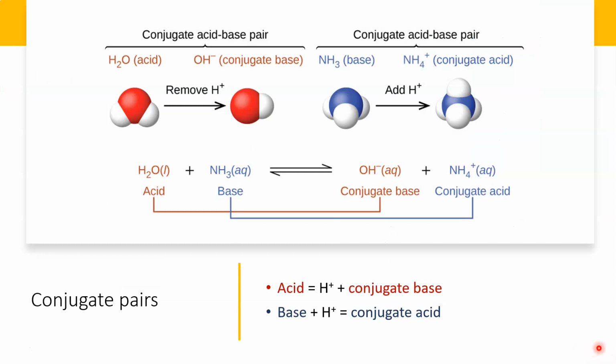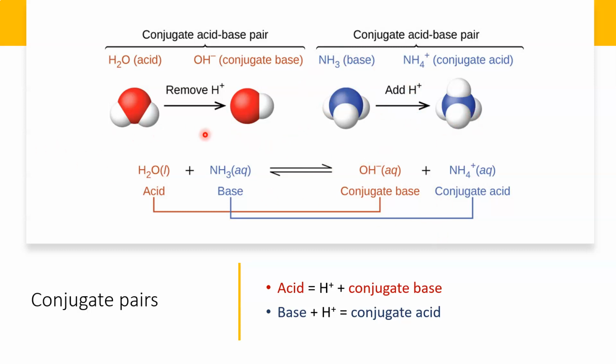So a bit more vocabulary. We will talk about this when we look at specifically buffers. But for right now, I just want to point out that every base has a conjugate acid, and every acid has a conjugate base. So what that means is once you remove a proton from an acid, you now have its conjugate base. And once you add a proton to a base, you get the conjugate acid.